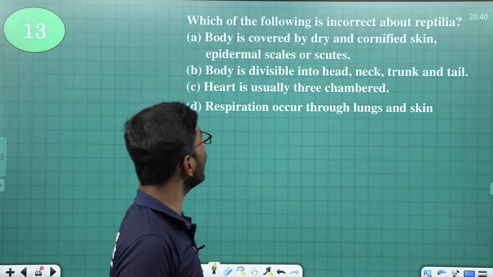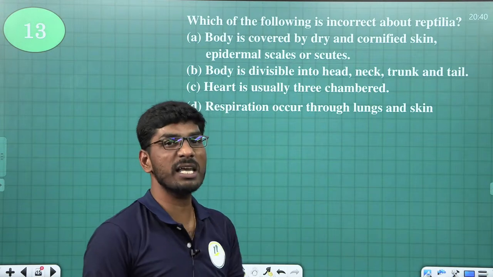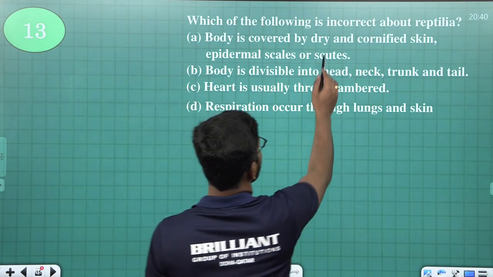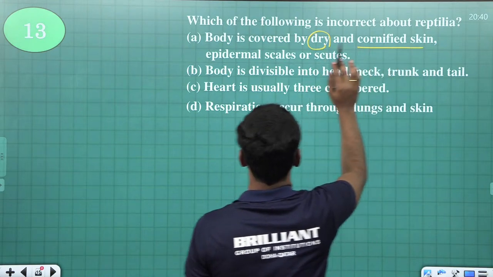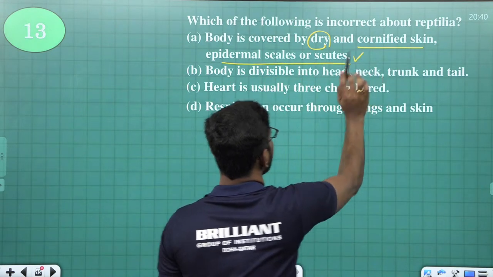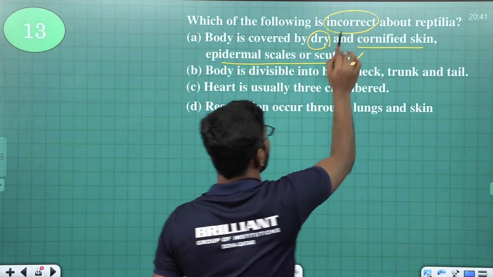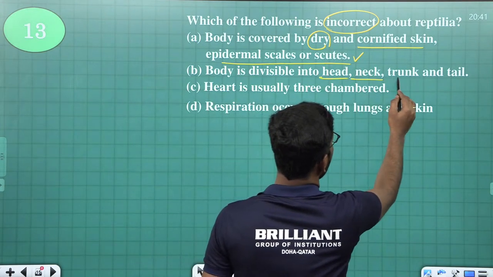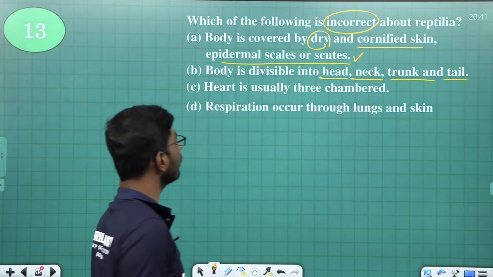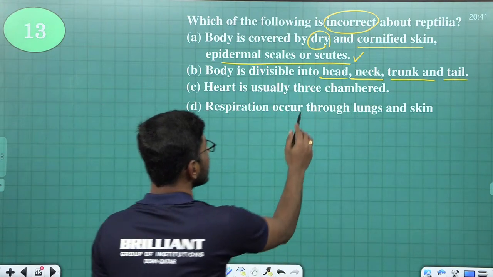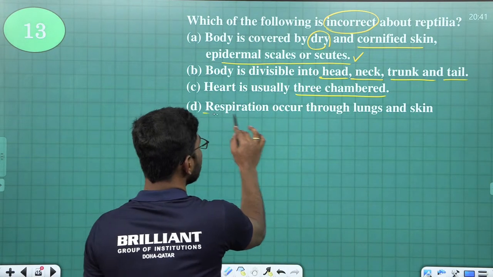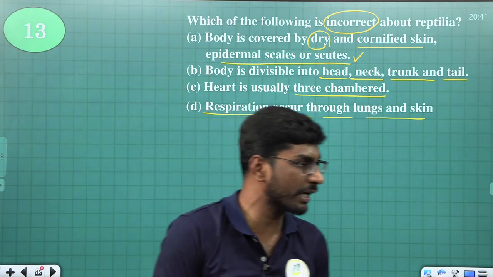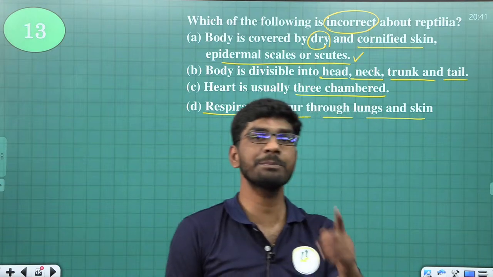Next. Which of the following is incorrect about the reptilia? Incorrect statement about the reptilia. Body is covered by dry cornified skin, correct? Epidermal scales and scutes are there, correct? They are asking the incorrect statement, beta. Body is divided into head part, neck part, trunk part and tail part, okay, fine. Heart is usually three chamber of heart, okay, fine. Respiration occurs through gills and skin. What is the wrong statement here?